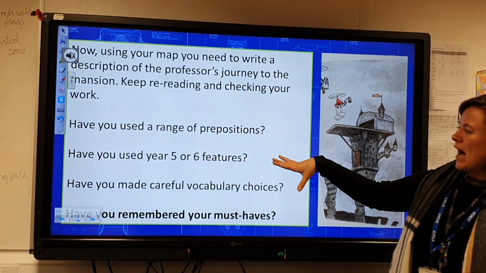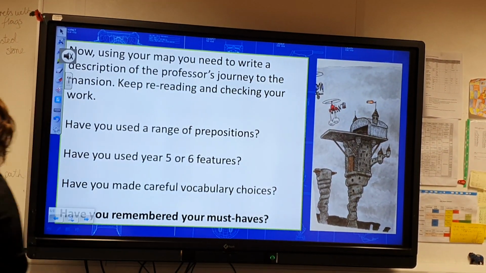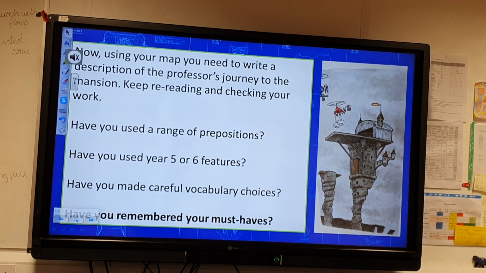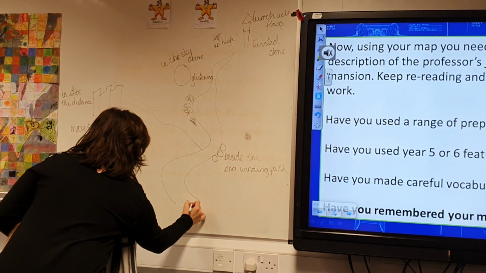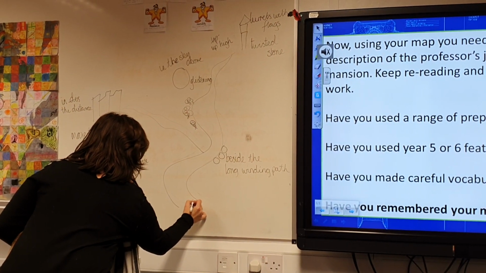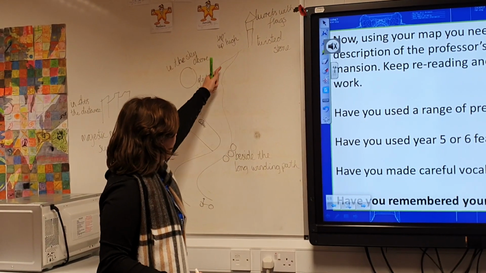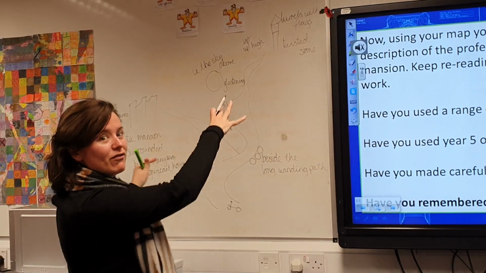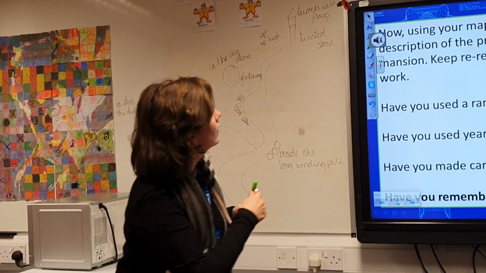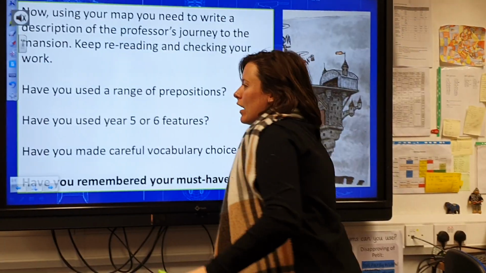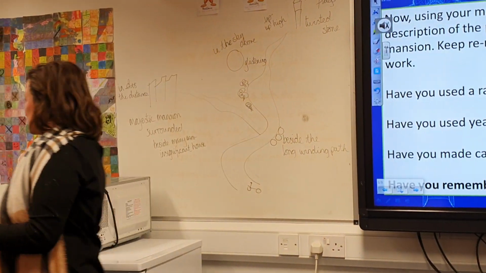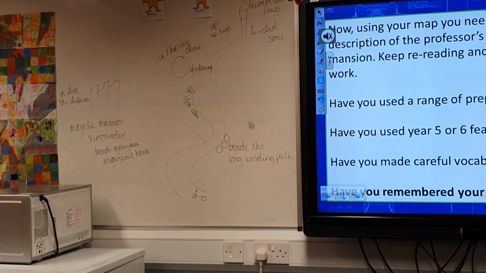So I've got my map, I know where the professor's starting. Here's my bike. And you know, again, very artistic. And he's going to be travelling along this pathway up to the turret, but he's going to see these other things as he's travelling. So I'm going to now have a go at writing this. I need a little whiteboard.